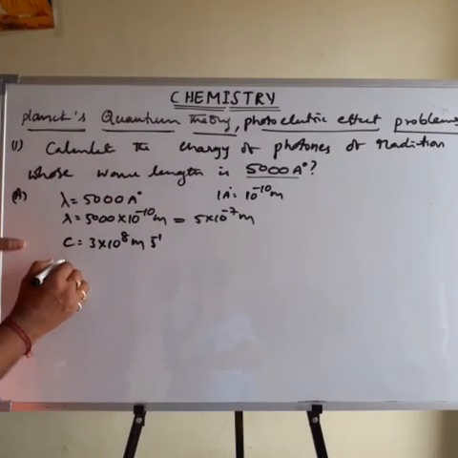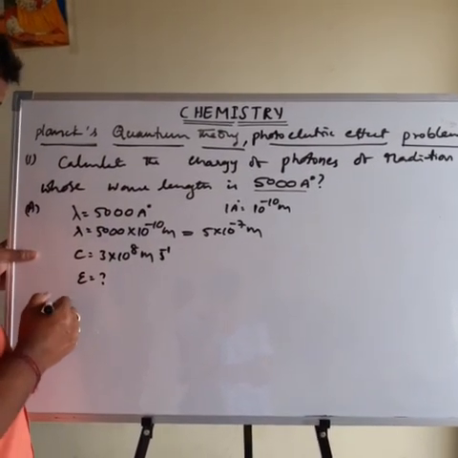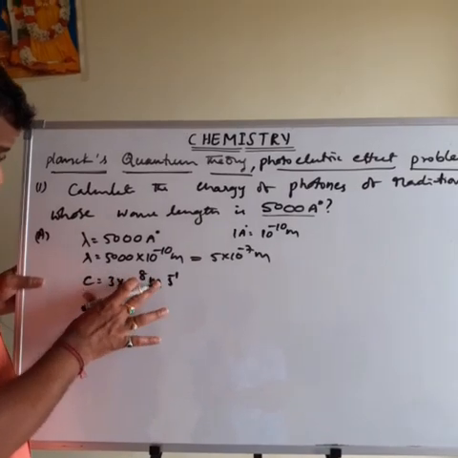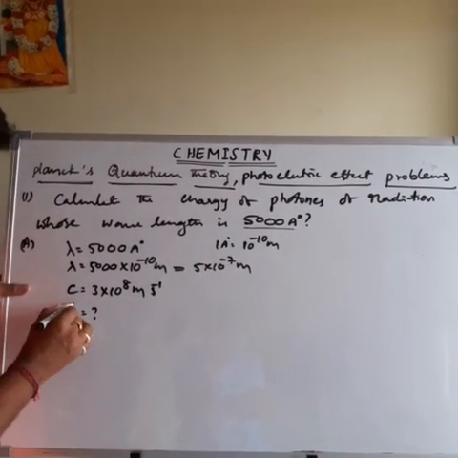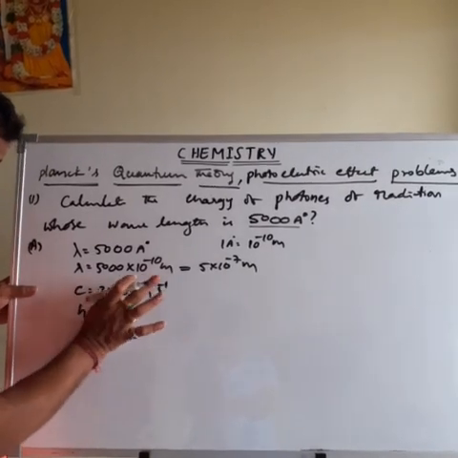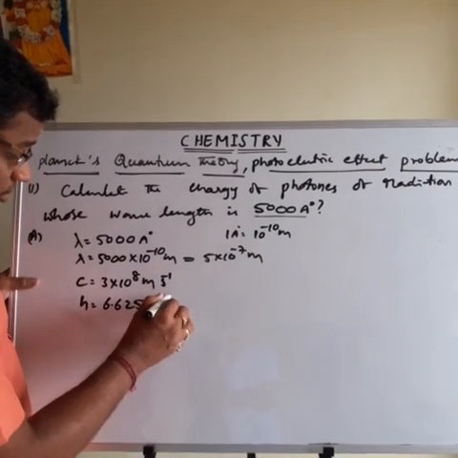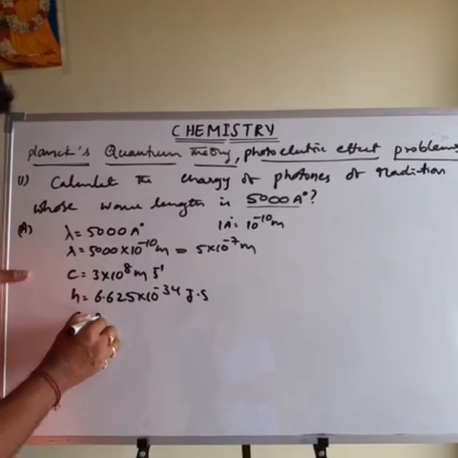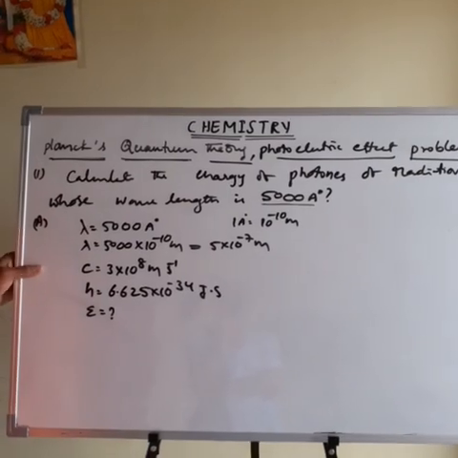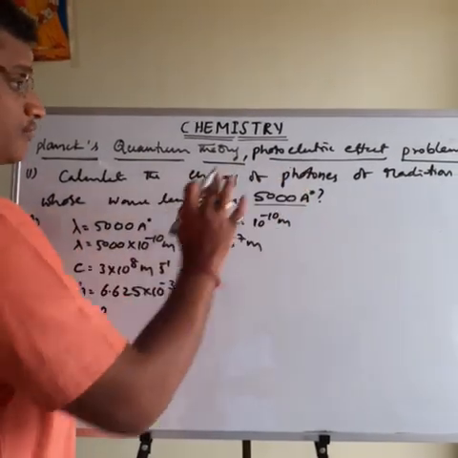The next one is energy, the E value, which we have to find out. Before going to the E value, we first take the H value, Planck's constant. H is equal to 6.625 into 10 power minus 34 joule seconds. Then finally, what is energy? So this is the problem. Energy we have to find out.